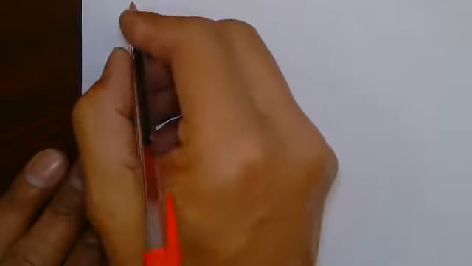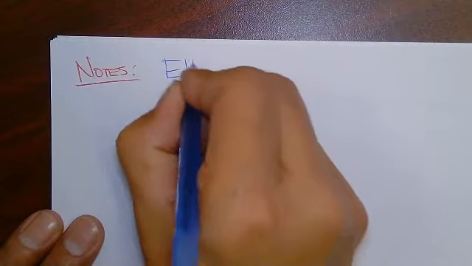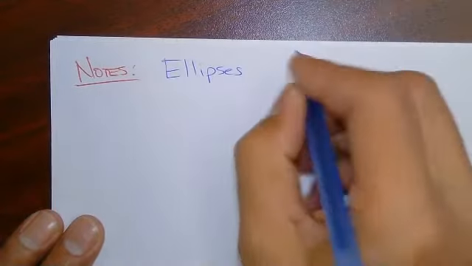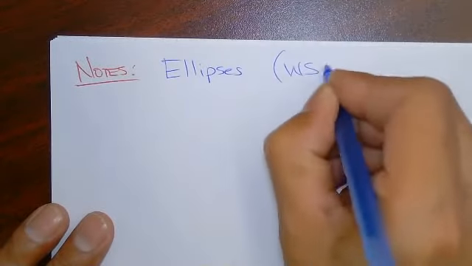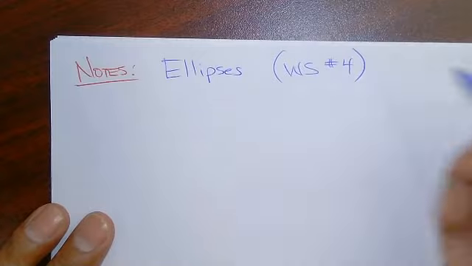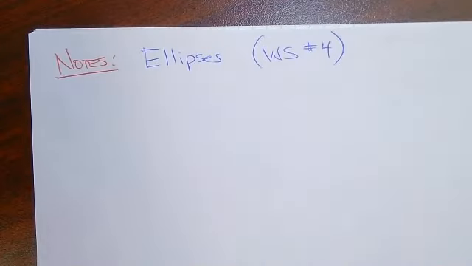Is going to be easy. Okay, here's the notes for ellipses. We're doing the units on ellipses. And this is worksheet 4, worksheet 4 ellipses. Okay.